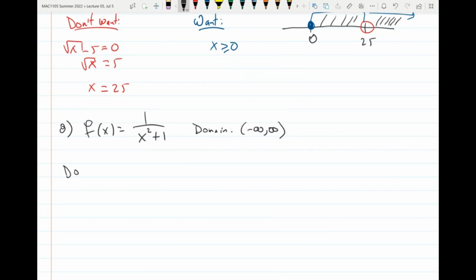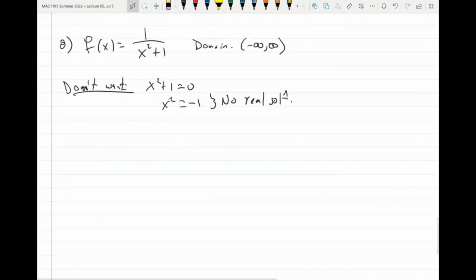So here, if you want, you can say, okay, I don't want x squared plus 1 to be 0, but this means x squared is equal to negative 1, so this has no real solution. Okay, so this will never happen, we don't have to worry about it. So you're free to plug in whatever you want. Do you understand this? Okay, good.